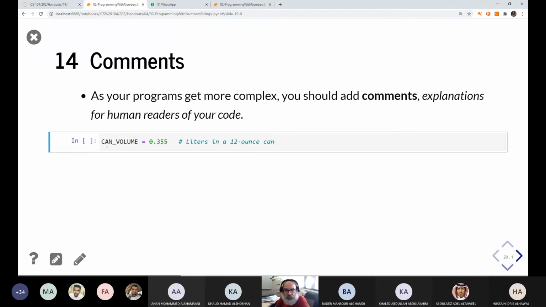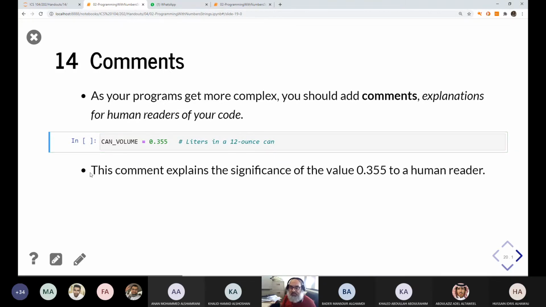For example, when you define the can volume to be 0.355, it's good to have this comment: this is the liters in a 12-ounce can. So you know where this 0.355 comes from, or whether it is liters, milliliters, or ounces. It basically clarifies what this 0.355 is.